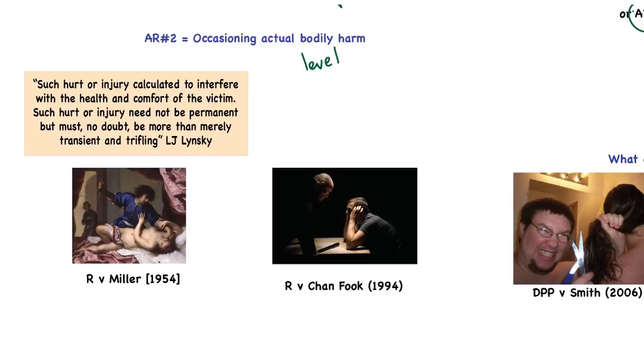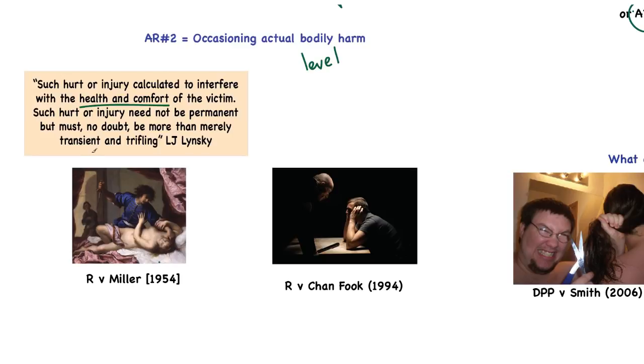The judge gave this definition. The judge was Lord Justice Lynskey, and he gave this definition of what actual bodily harm means. He says that actual bodily harm, and I love this, it almost trips off the tongue, it's a beautiful phrase to remember, and is something that you should commit to memory quite quickly. He says that ABH is such hurt or injury calculated to interfere with the health and comfort of the victim. Such hurt or injury need not be permanent, but must, no doubt, be more than merely transient and trifling.